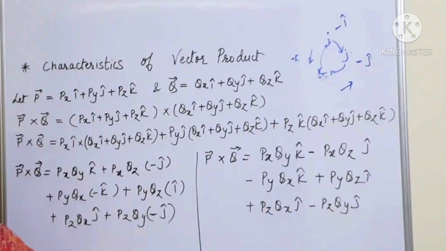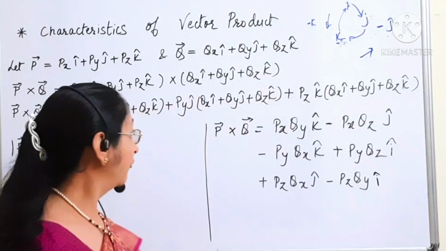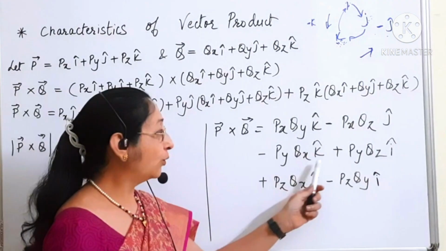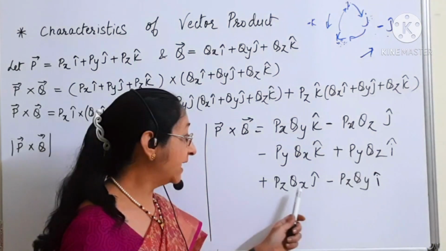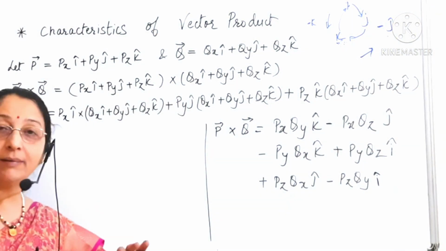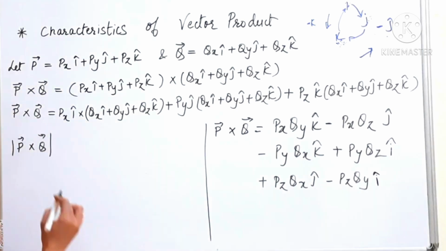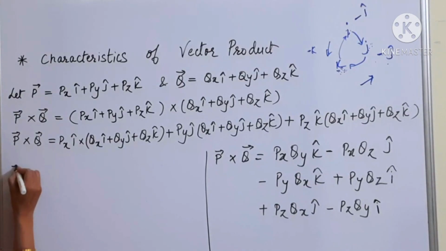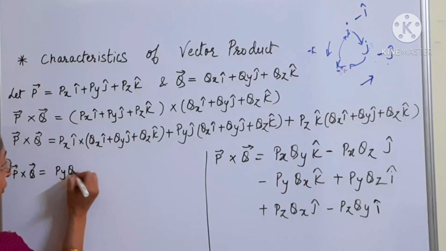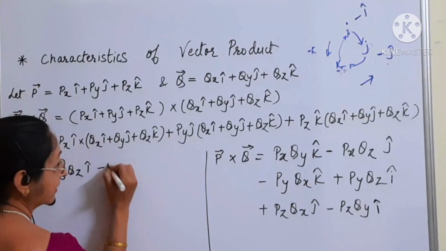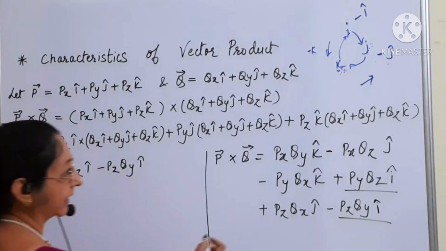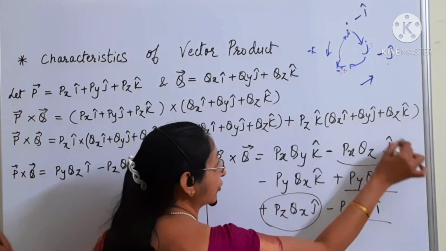So this we have found, and now we can write this in determinant form. Now the terms of I we will take on one side, the terms of j on one side, and the terms of k on one side. So we write here P cross Q is equal to py qz I minus pz qy I. So this is the term of I. Next, this is the term of j and this is also the term of j.